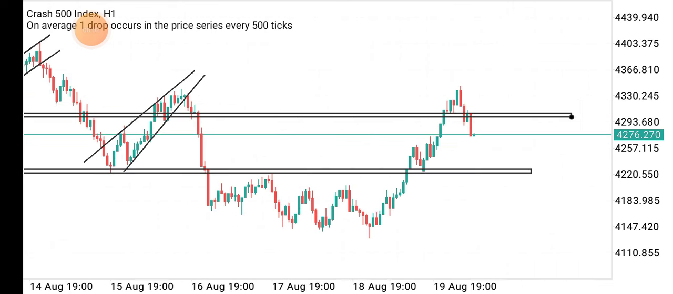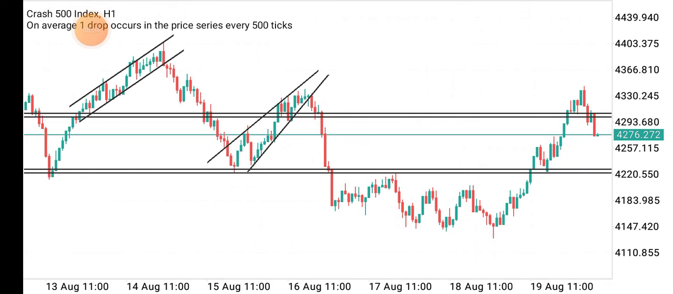All right, one moment. Then the market broke out of this trend line. You can see the spikes down to this zone here.